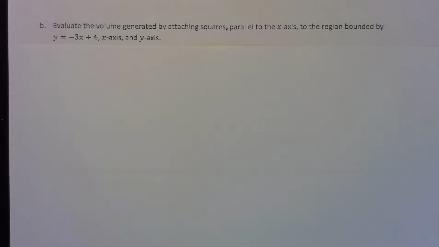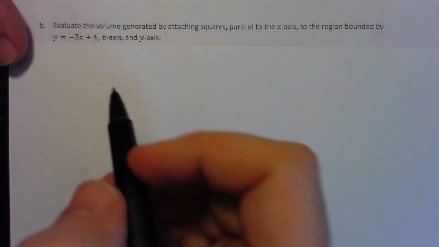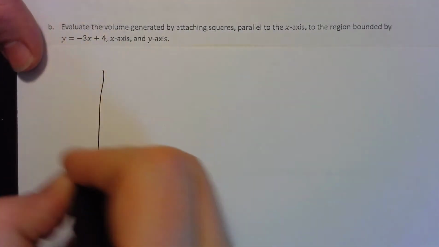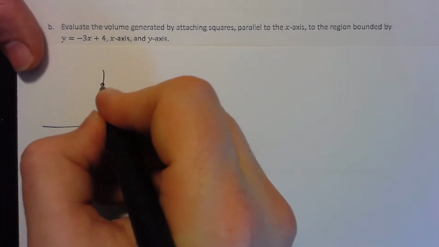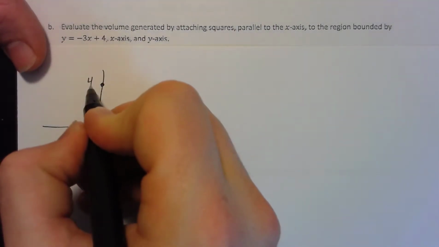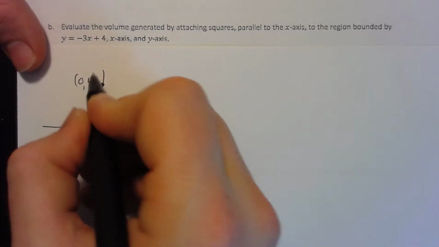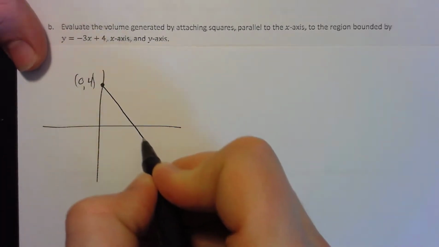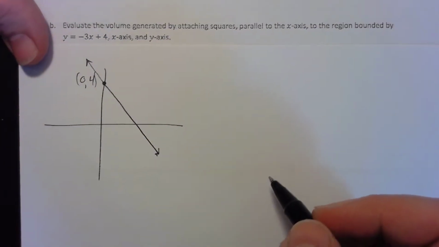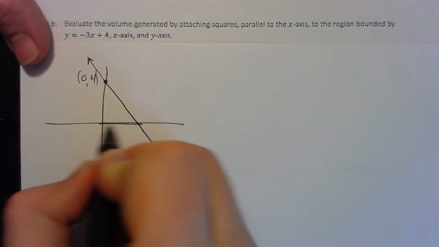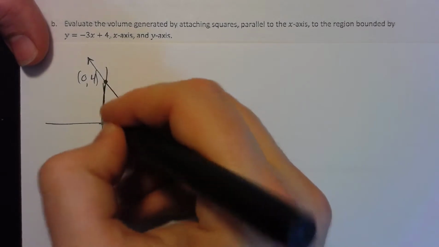In this video, we'll be once again attaching squares to a region described. This region is going to be y equals negative 3x plus 4. So I'll have a function up here at the value of (0, 4), and I'll go ahead and graph a declining line here.